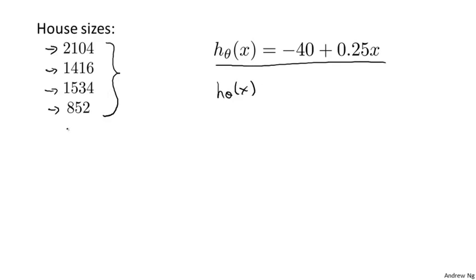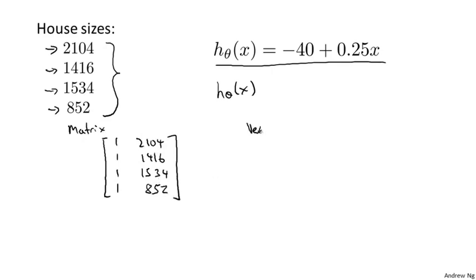So here's how I'm going to do it. I'm going to construct a matrix as follows. My matrix is going to be 1, 1, 1, 1, and I'm going to write down the sizes of my 4 houses here. And I'm going to construct a vector as well. My vector is going to be this vector of 2 elements, minus 40 and 0.25. That's these 2 coefficients, theta 0 and theta 1. And what I'm going to do is take this matrix and that vector and multiply them together.